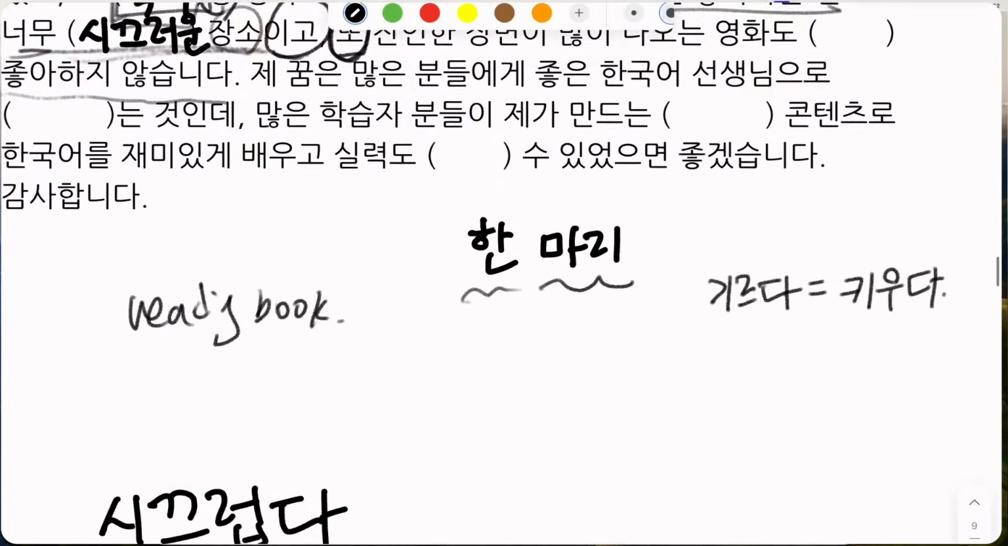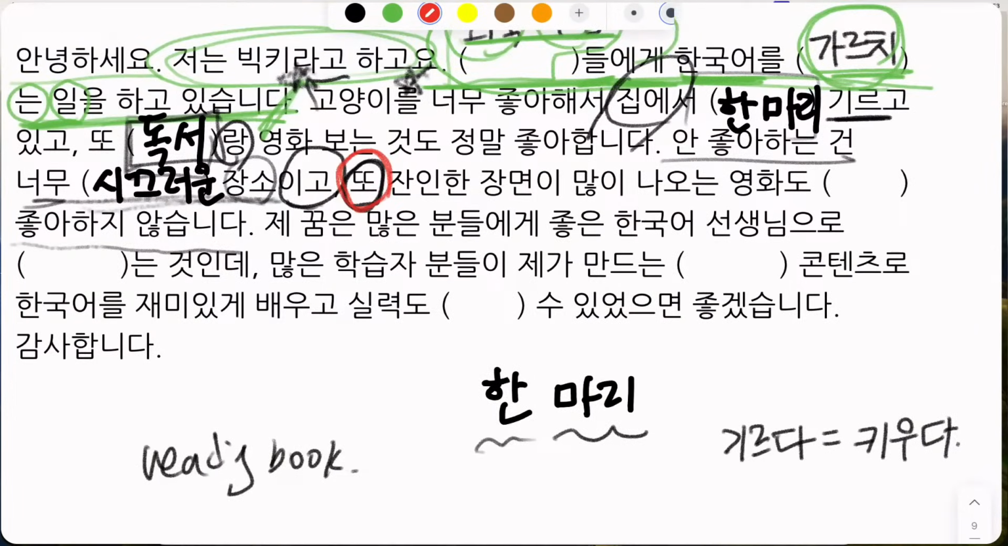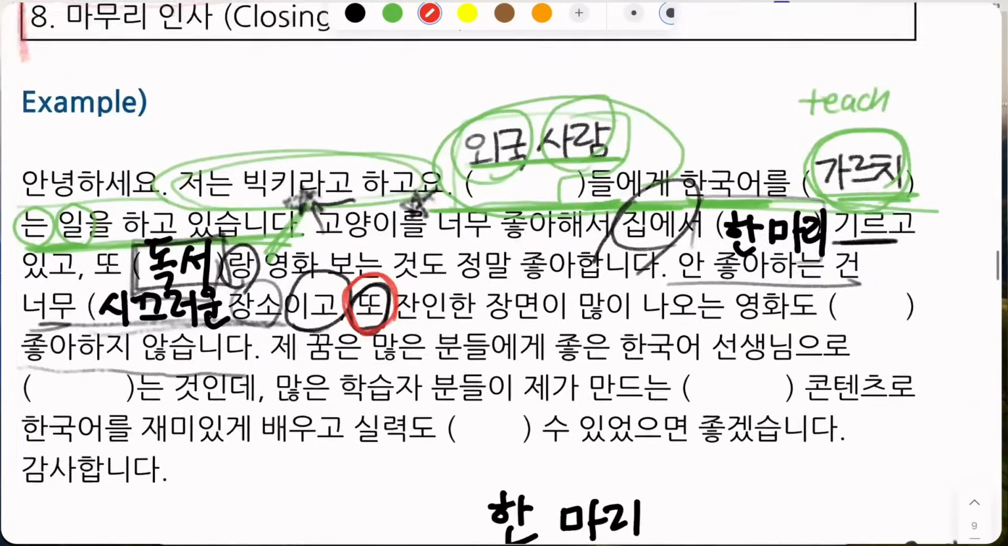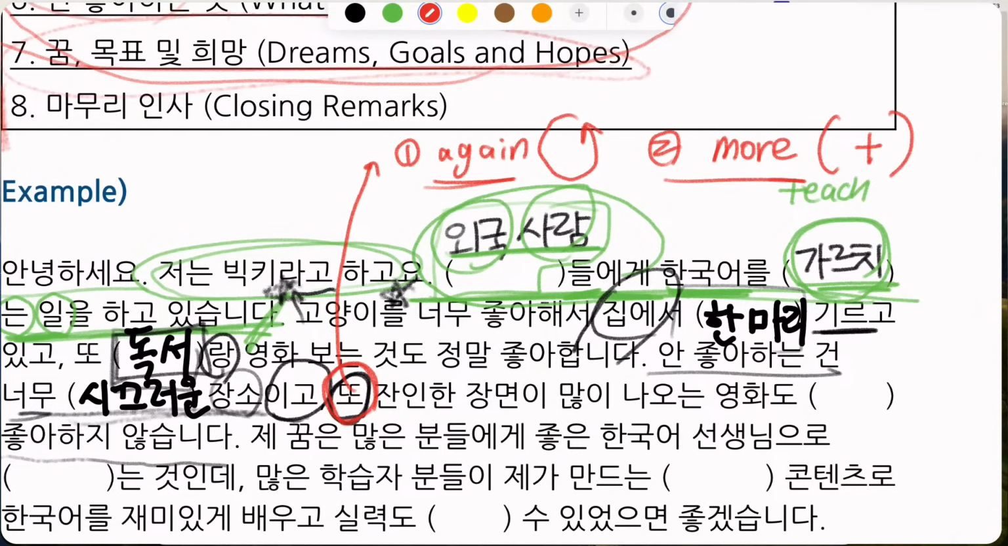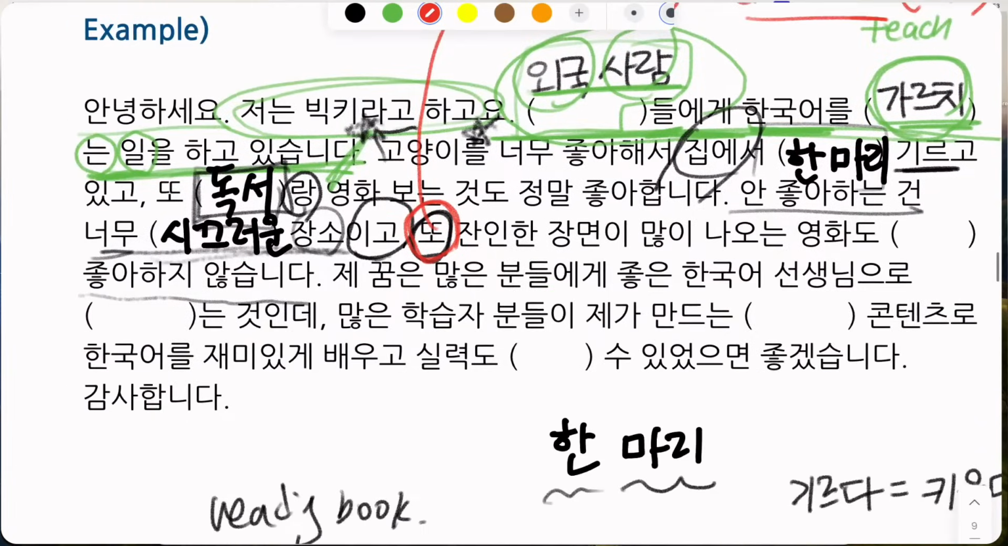또 일단은 여기서 또 you will hear Korean people using 또 over and over again. It's a really common word. 또 means two things. Again and more. So again, as in doing the same thing once again, 또, and it can also mean more as in you are adding something more. So it's like saying in addition, moreover, additionally, 잔인한 장면이 많이 나오는 영화도 좋아하지 않습니다.